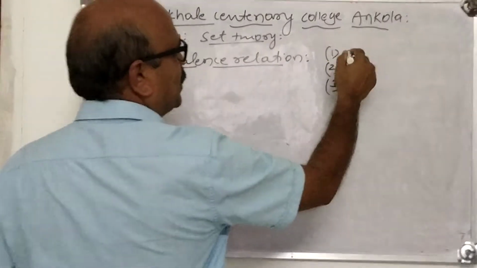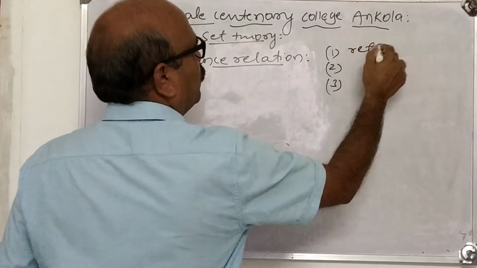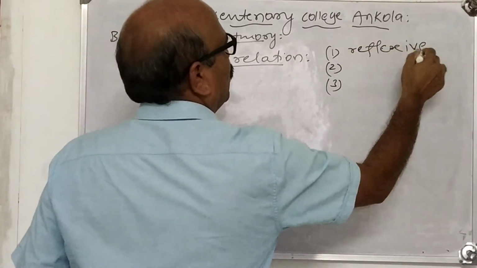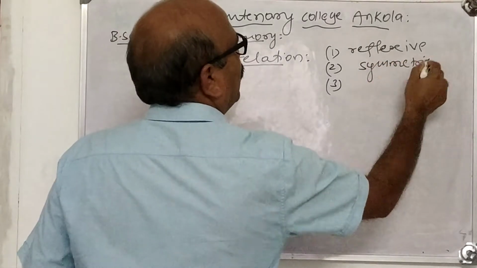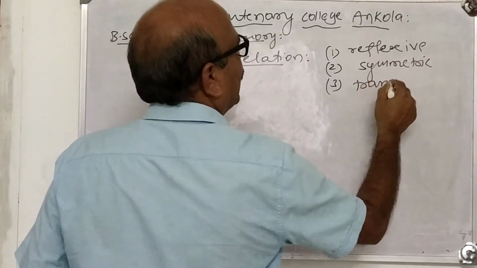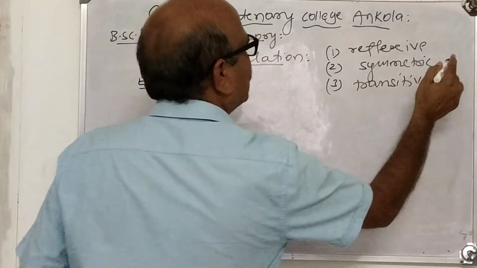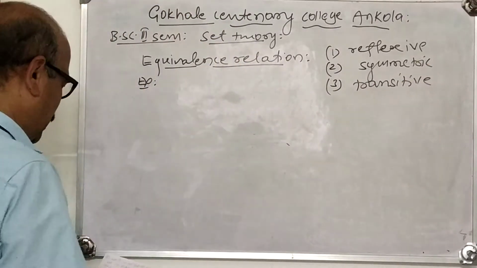When you say that a relation is equivalence, it is reflexive, symmetric, as well as transitive. Then we say that the relation is equivalence. Now consider this example.